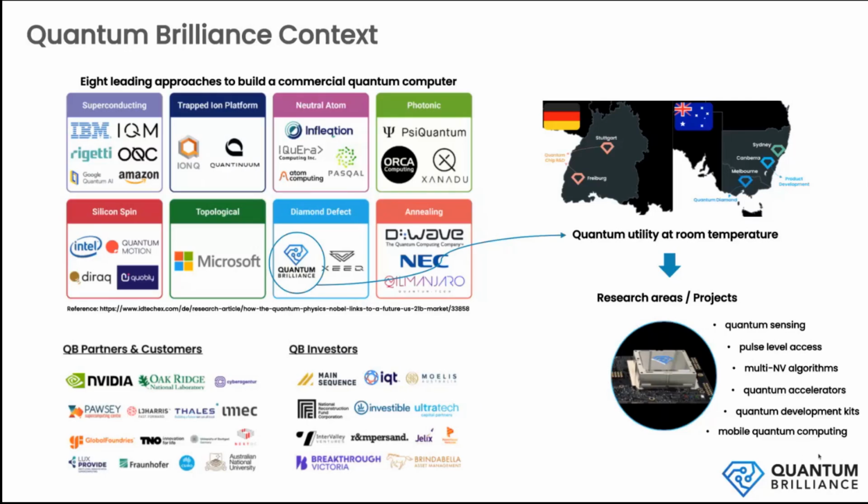Now, here I'm listing briefly the research areas within Quantum Brilliance. For instance, we are working in quantum sensing. We are working in the pulse level access. We are working in algorithms related to our defects in diamonds, and as well in quantum accelerators and the quantum development kit, which is what we call the QDK or what we generally call the quantum computer. And we are also working in a field called mobile quantum computing, which is an extension of the QDK, but it becomes more flexible, basically.